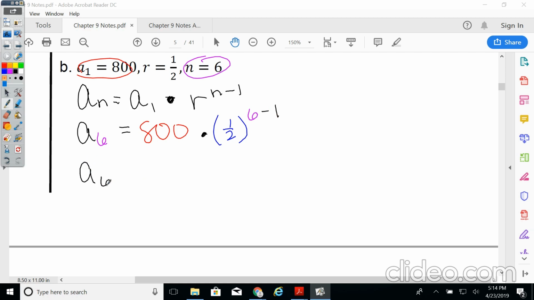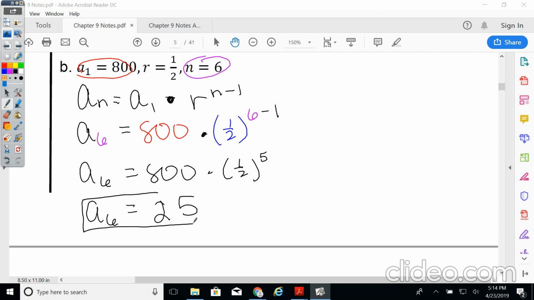So a sub 6 is 800 times 1/2 to the 5th power. Typing all this in the calculator at once with your parentheses around the 1/2 is going to give us a sub 6 equals 25. So again, that's all it wanted us to do there.